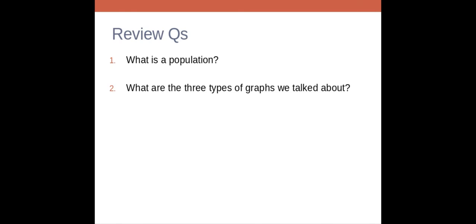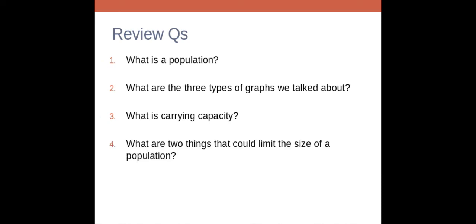Here are some review questions that you should know from these notes. You should be familiar with what a population is. What are the three types of graph we talked about? Remember, we have exponential, logistic, and predator-prey, or graphing two populations in relation to each other so that we can understand how their populations affect one another. What is carrying capacity? Remember, that is when a population has reached the maximum that the area can support, and it could be due to limiting factors like water, space, or food.